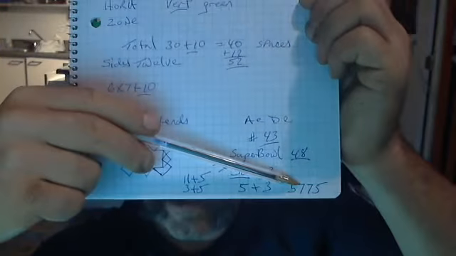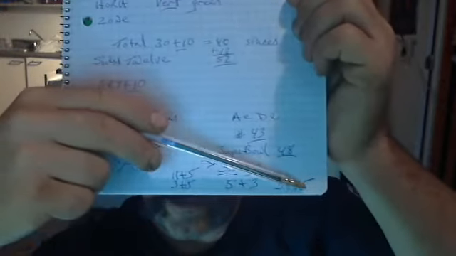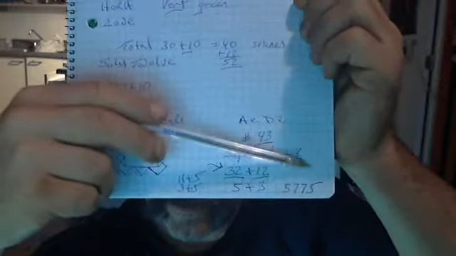3 and 7 is 10. 1 plus 0 is 1. 3 and 7 is 10. 1 plus 0 is 1. 5 plus 5 is 10. 1 plus 0 is 1. We end up connecting 1, 1, 1.